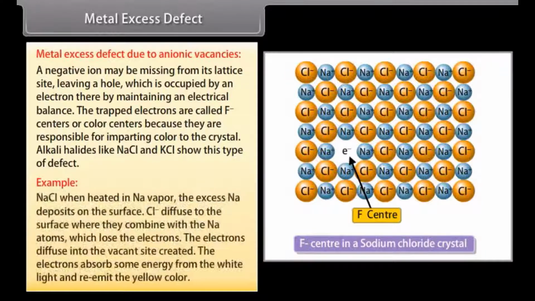Example: when NaCl is heated in Na vapor, the excess Na deposits on the surface. Cl⁻ ions diffuse to the surface where they combine with Na atoms, which lose electrons. The electrons diffuse into the vacant sites created. The electrons absorb some energy from the white light and re-emit the yellow color.